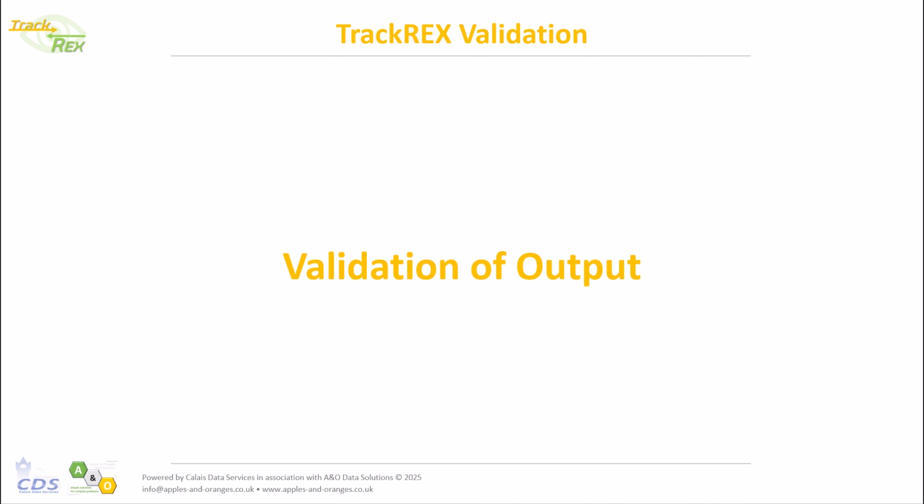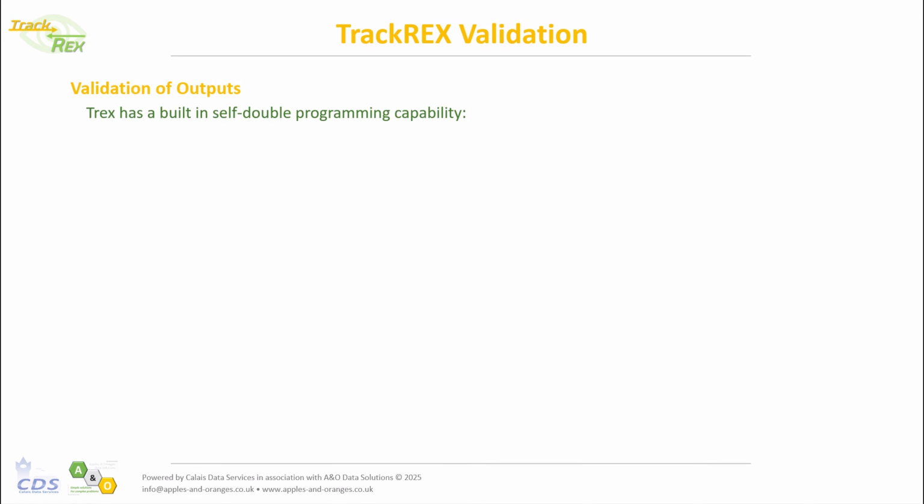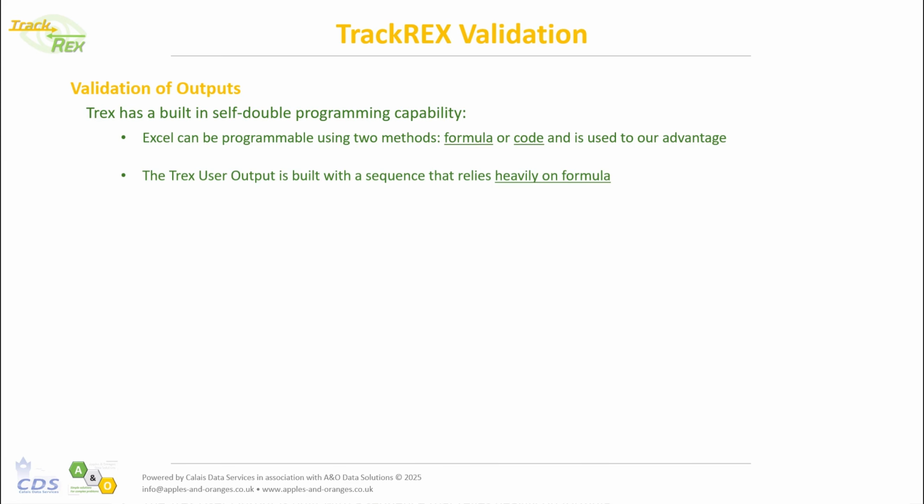Here we cover the validation of output. TrackREX has a built-in self-double programming capability. Excel can be programmed using two methods, formula or code, and this is used to our advantage. The TrackREX user output is built with a sequence that relies heavily on formula.